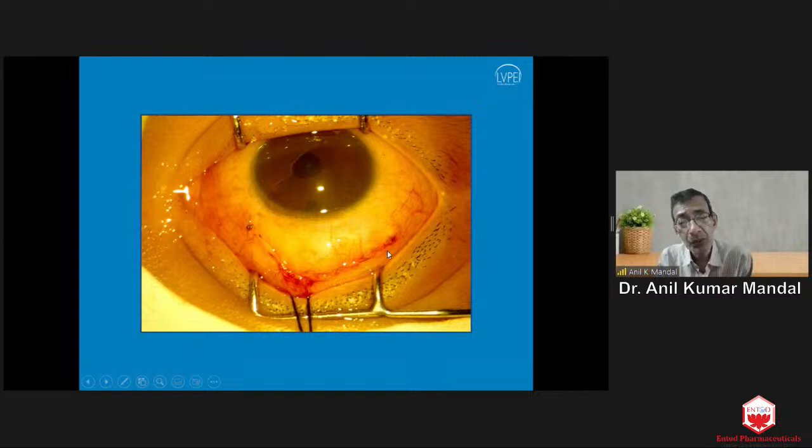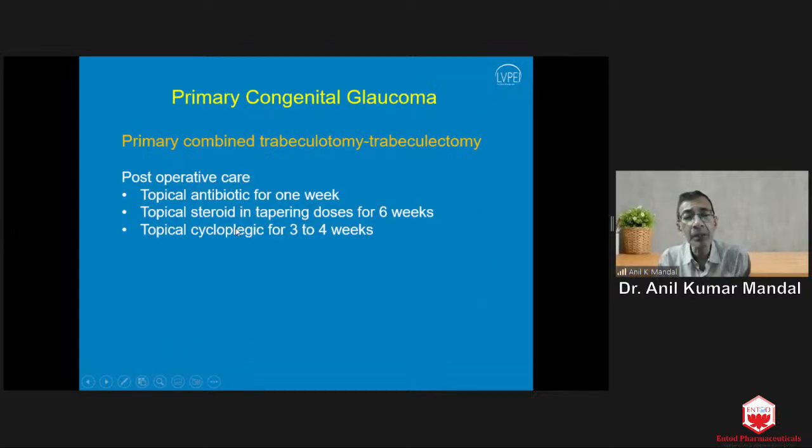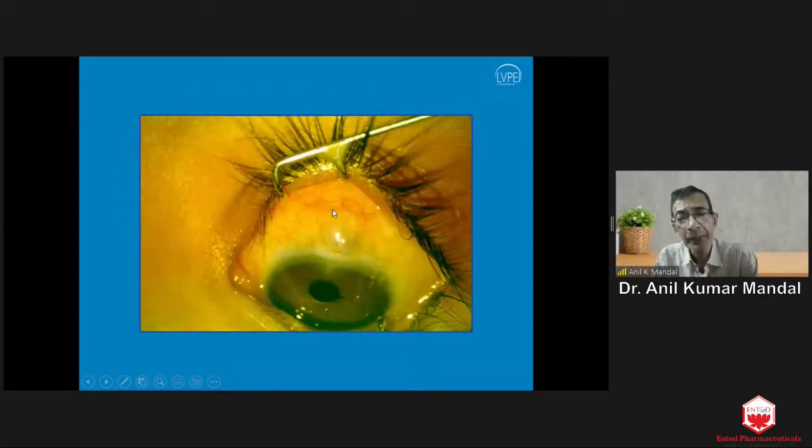Here is the suture closure. You can see the PI. The typical postoperative schedule is topical antibiotic for a week, topical steroid in tapering doses for 6 weeks, and cyclopentolate for about 3 to 4 weeks. Anyway, here is the appearance of the bleb.